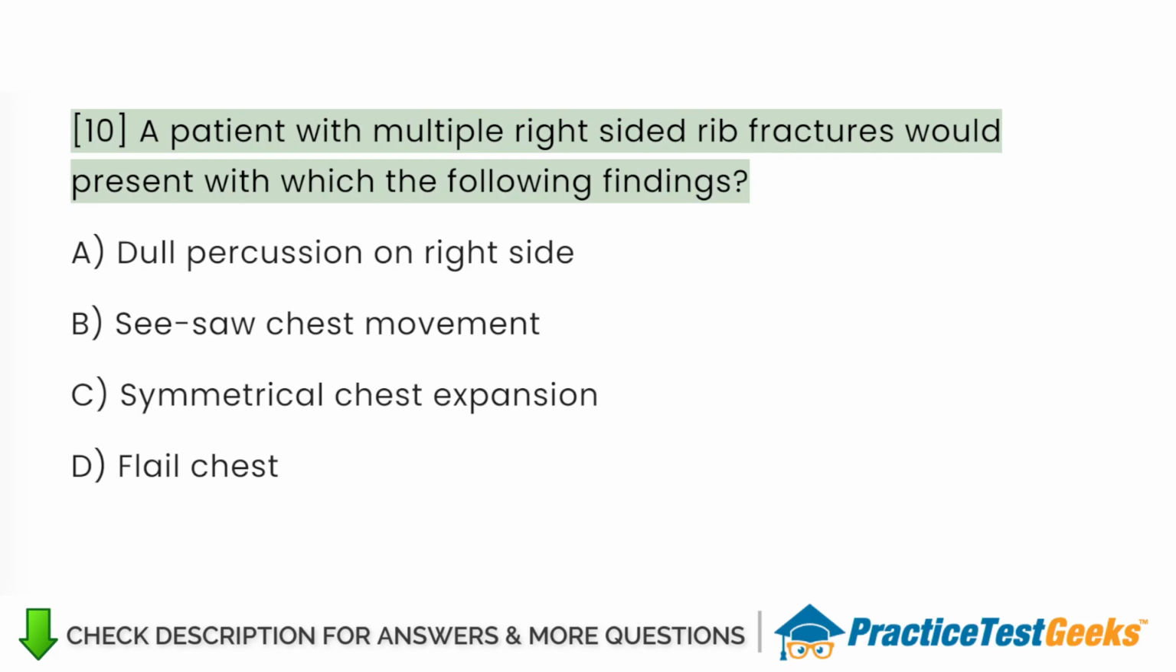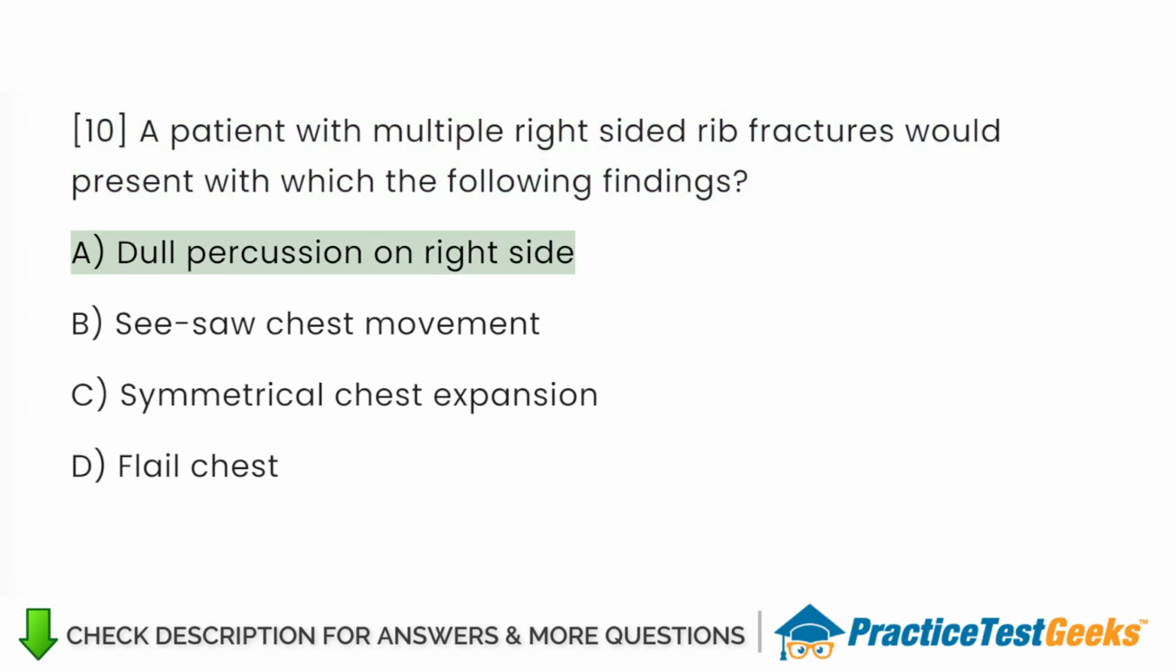A patient with multiple right-sided rib fractures would present with which of the following findings? A. Dull percussion on right side. B. Seesaw chest movement. C. Symmetrical chest expansion. D. Flail chest.